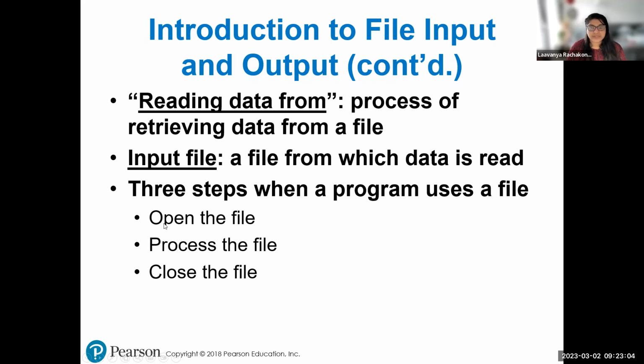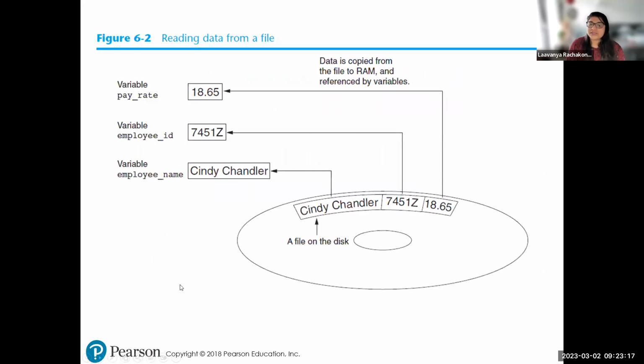Processing the file is basically when you are trying to read the data, write the data, or append the data. We'll see what that means in the next slide as well. Closing the file also has its own syntax. This is a demonstration of getting the data from, or reading the data from, a particular file which is already on the disk. That is the reason why you have the arrows pointing outwards.